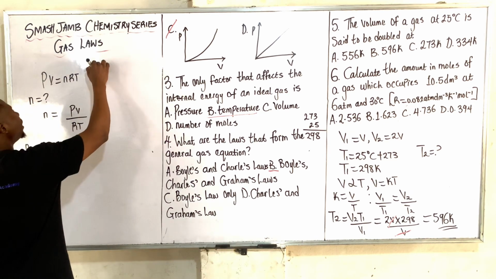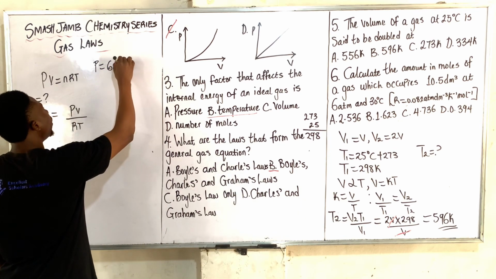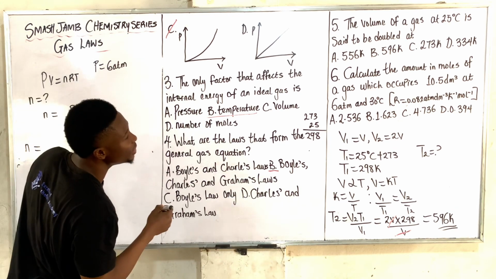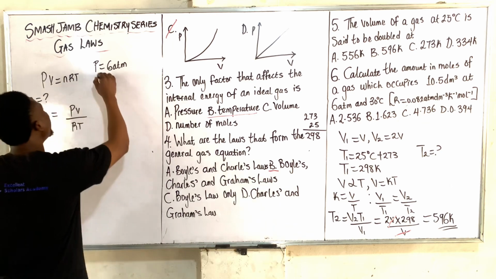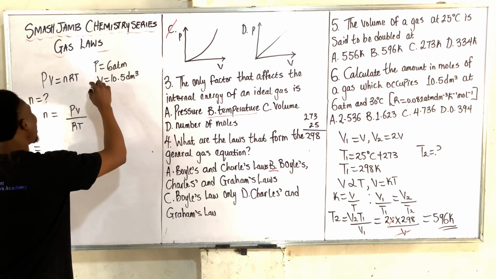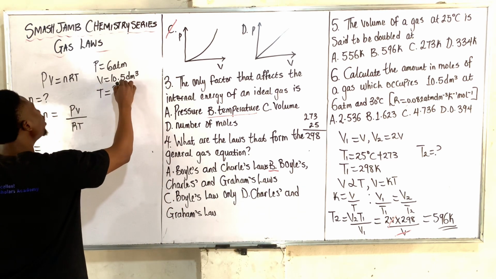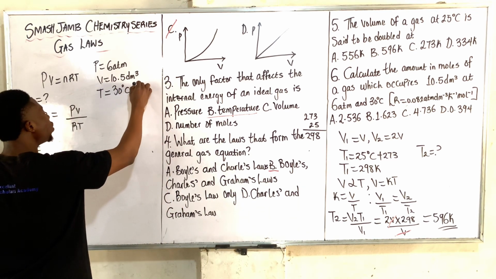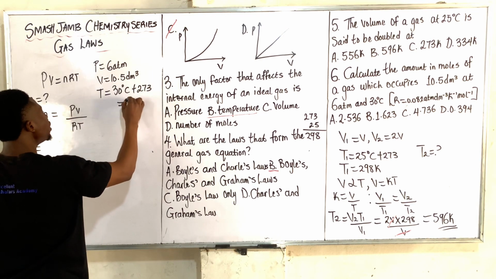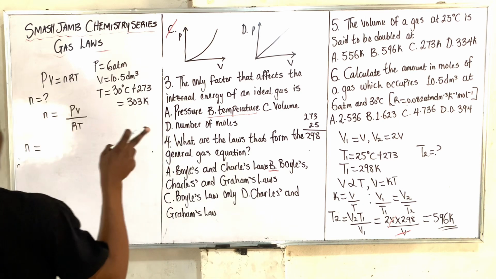Now, our P is given to us as 6 atm. Our V is given to us as 10.5 dm cube. Our temperature is given as 30 degrees Celsius, which we have to convert to the absolute scale by adding 273, and this gives us 303 Kelvin. And we already have our gas constant given to us there.